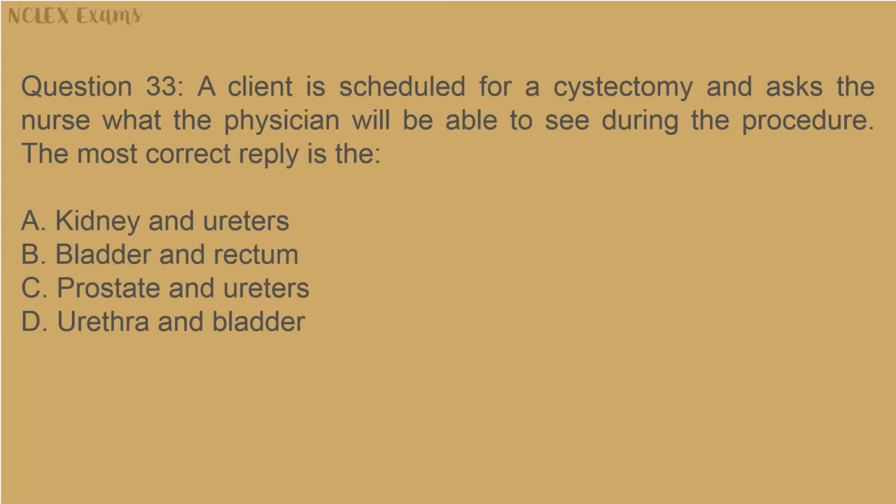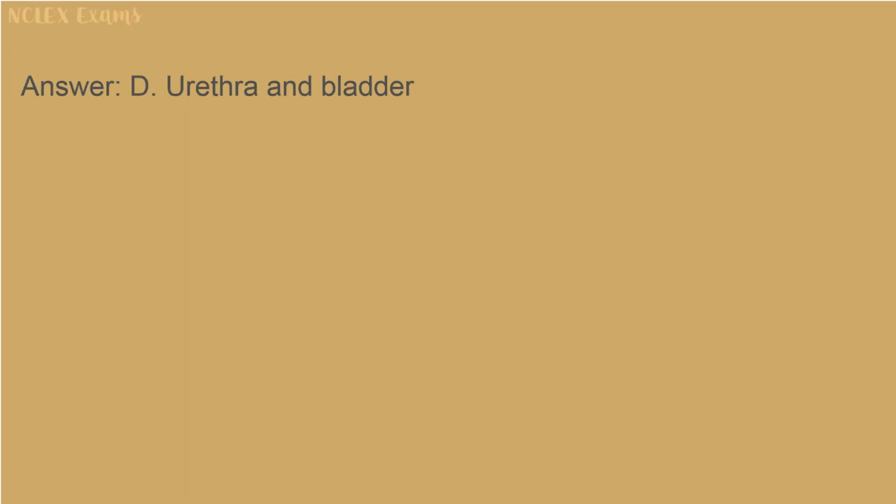Question 33. A client is scheduled for a cystectomy and asks the nurse what the physician will be able to see during the procedure. The most correct reply is: A. Kidney and ureters. B. Bladder and rectum. C. Prostate and ureters. D. Urethra and bladder. Answer: D. Urethra and bladder.